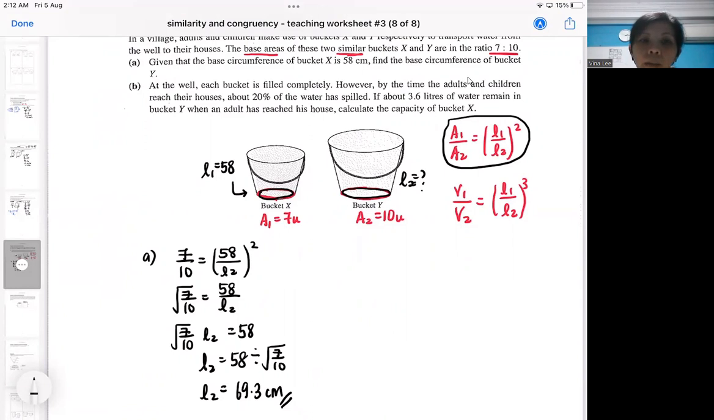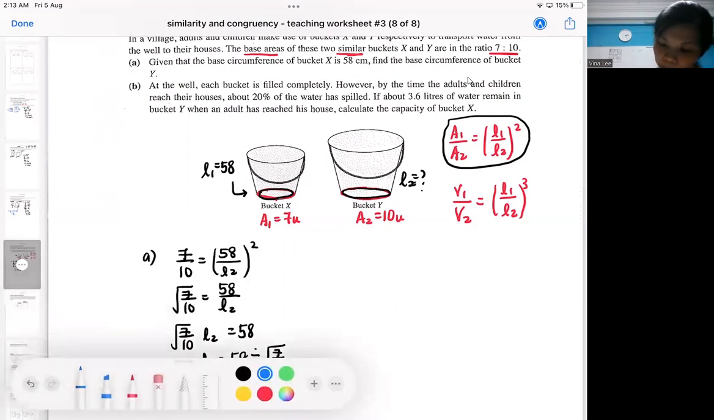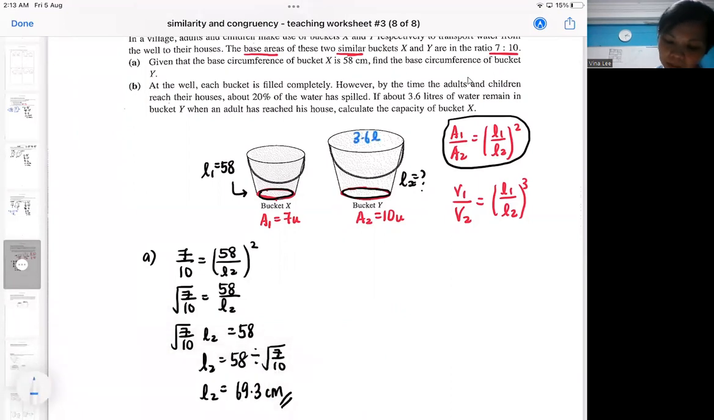Then part B, each bucket is going to be filled completely. By the time the adults and the children reach their home, 20% split. If 3.6 liter remain in bucket Y, I would like to find the capacity of bucket X. Capacity means when it is 100% filled. So this 3.6 liters is remaining in bucket Y.